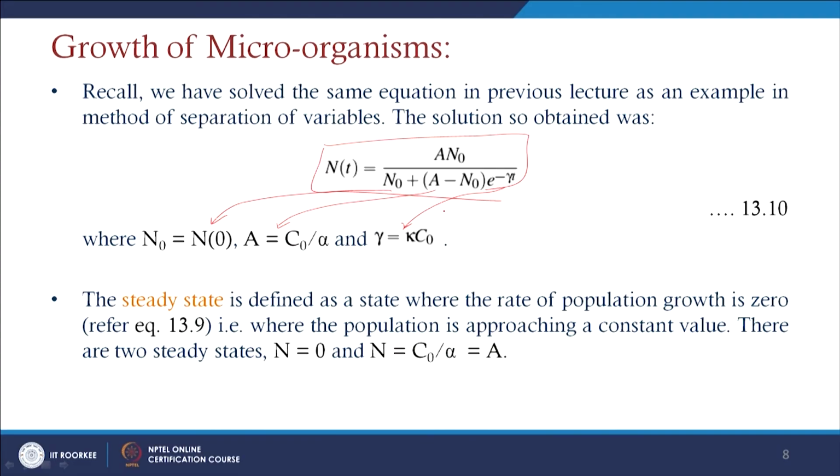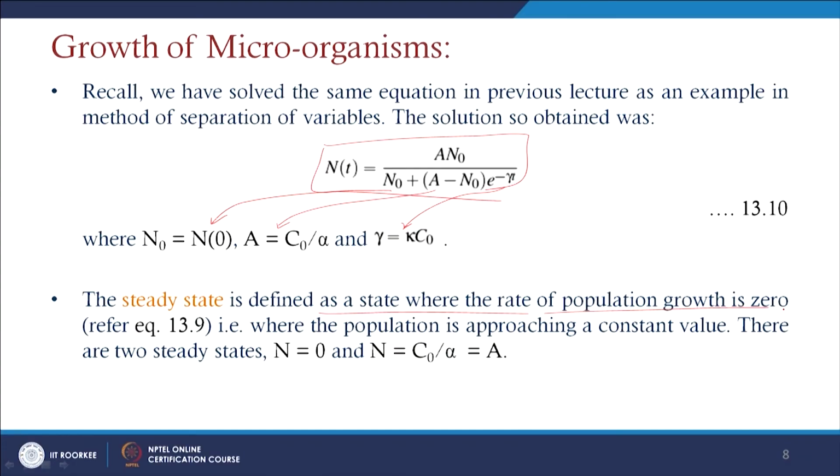If we want to find the steady state or critical points for this differential equation, then the steady state is defined as a state where the rate of population growth is 0. If we put dn by dt equals 0, then we have a steady state. This means the change of population with respect to time is 0, so there is no variation with respect to time.